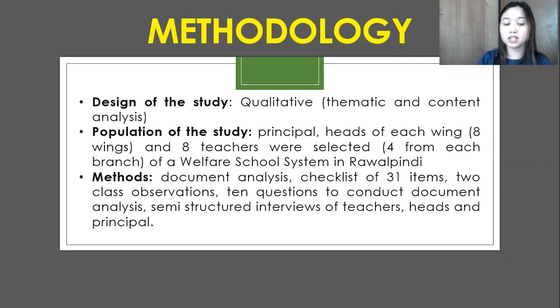The population of the study included a principal, the head of wings, and teachers from the two main branches of a welfare school system in Rawalpindi. The principal, heads of each wing, a total of 8 wings, and 8 teachers were selected, 4 from each branch.